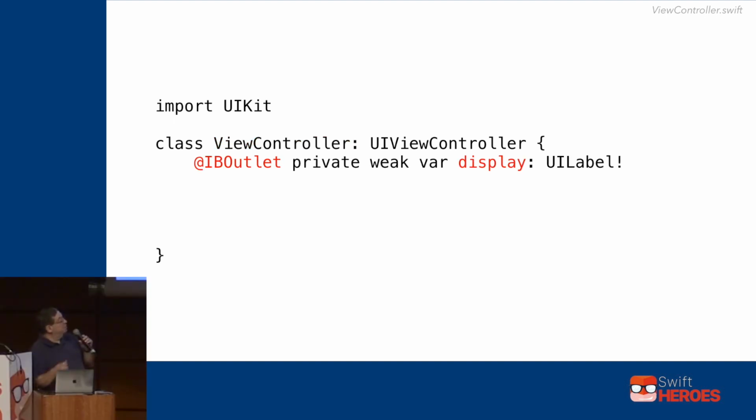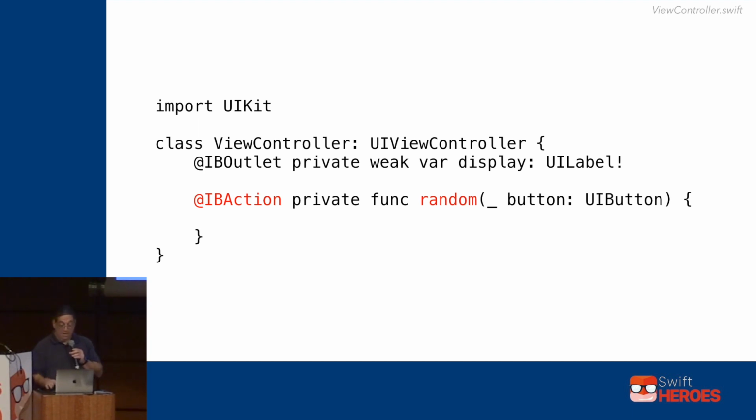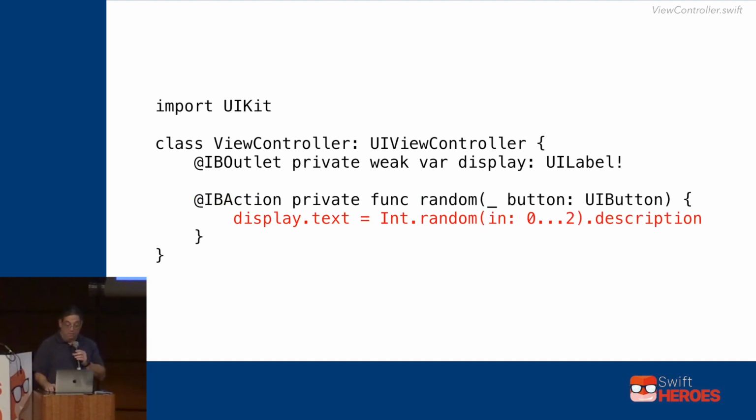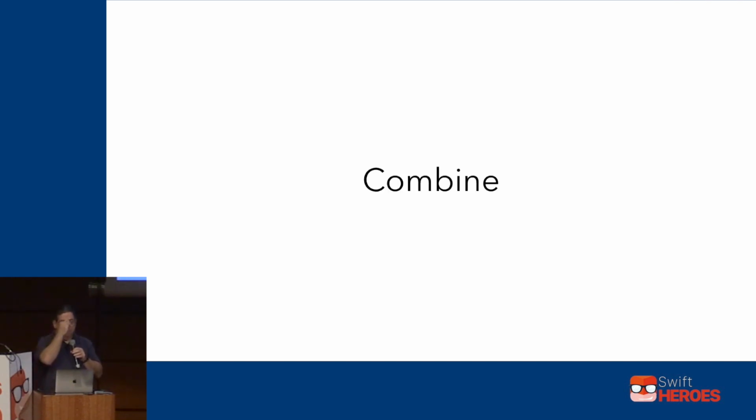So I have my IBOutlet to connect to my label, and I have my IBAction connected to the button. And what the button does is it says, look, when you press the button, I'm going to pick a random number between 0 and 2. Don't you love how easy it is to write random numbers now? Do you miss arc4random mod 7? No, you don't. Okay, so that's random numbers. And so there's my random number between 0 and 2, and I display it in text. And so I'm pretty happy with it.